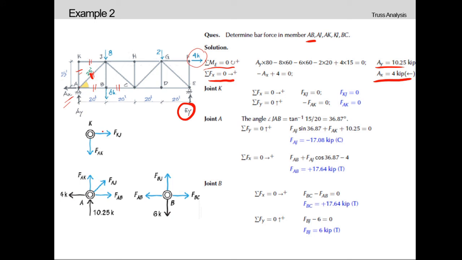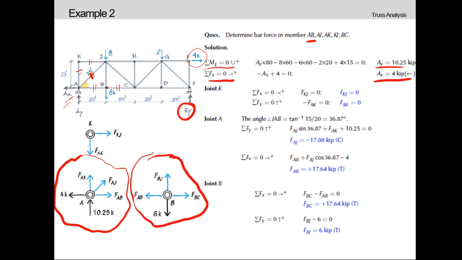So let's draw the free body diagram of joint A, and now here you can see that AB and BC are connected at joint B, so we need to draw the free body diagram of joint B also. And then AK and KJ are connected at joint K, so we need to draw the free body diagram of joint K also. Now, applying summation of f of x and summation of f of y in each of these joints, we will get each of the values.